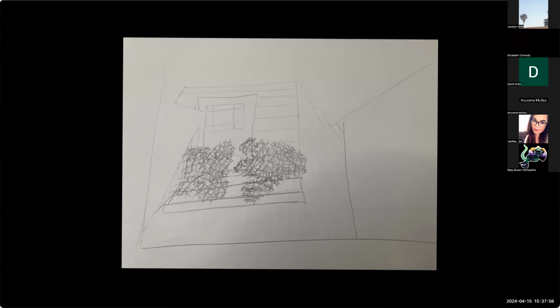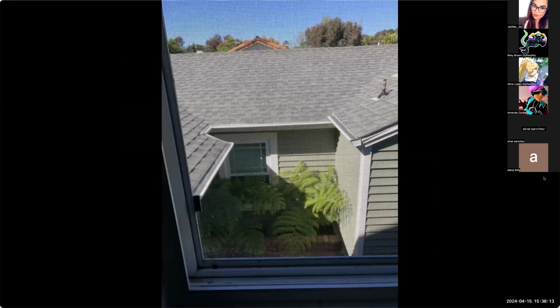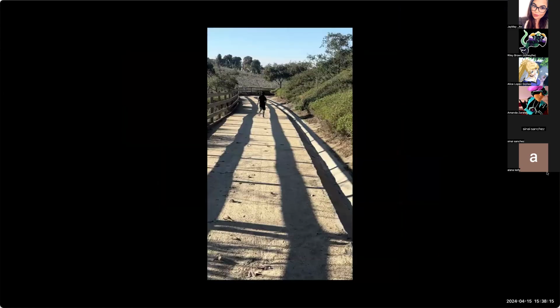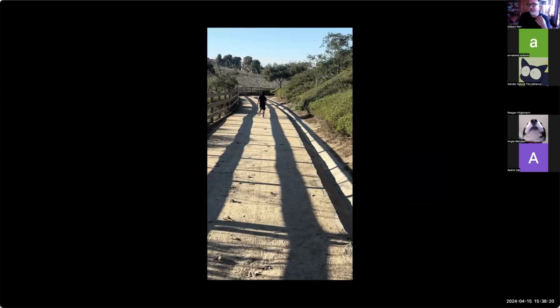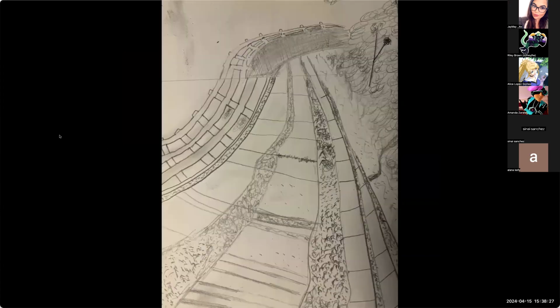Okay, and here, I believe this is Spencer. Are you here, Spencer? I don't know if Spencer's with us or not, so I guess not. So this is what Spencer drew. Okay, and Brian, are you here? I don't think Brian's here today, but this is a photo of what he was drawing, and then this is the drawing.